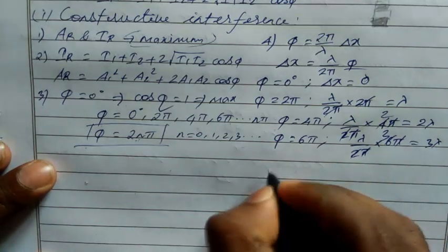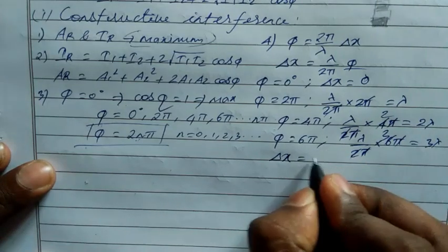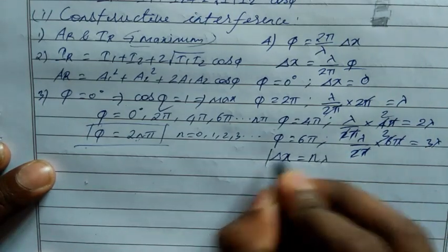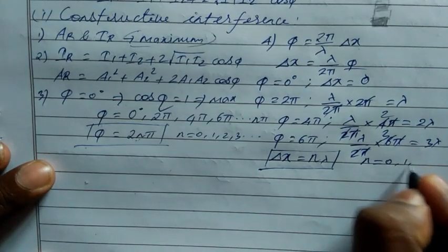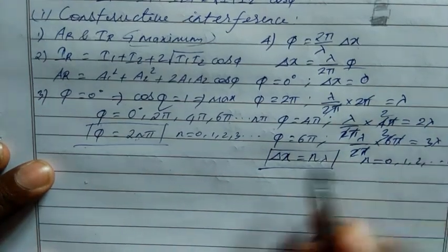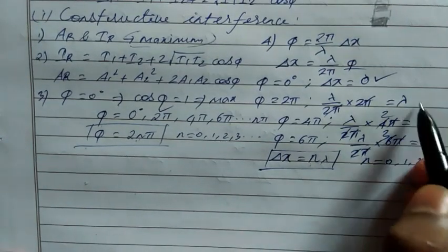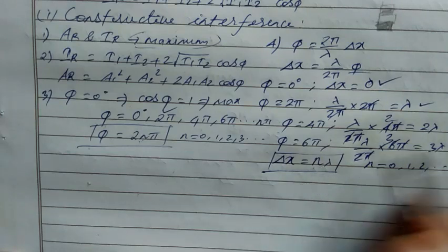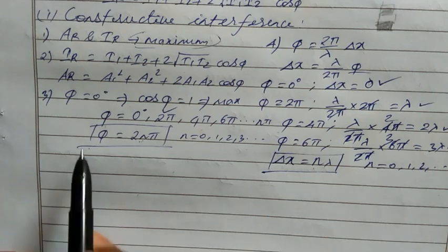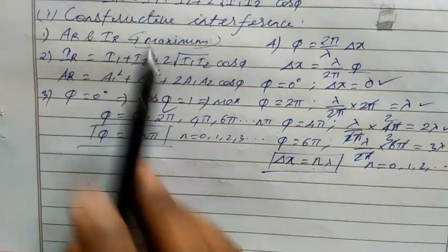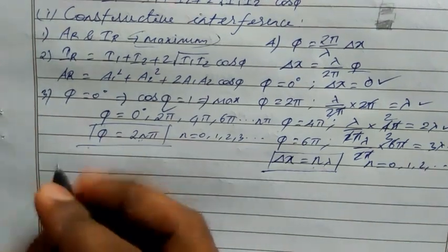So we can write the path difference as n lambda, correct? I can substitute n equal to 0 to anything. If I substitute n equal to 0, I will get this value. If I substitute n equal to 1, you will get this value. If n equal to 2, then 2 lambda. N equal to 3, 3 lambda. Like that it will go. So this is the phase difference for constructive interference. This is the path difference for constructive interference. Then destructive interference.